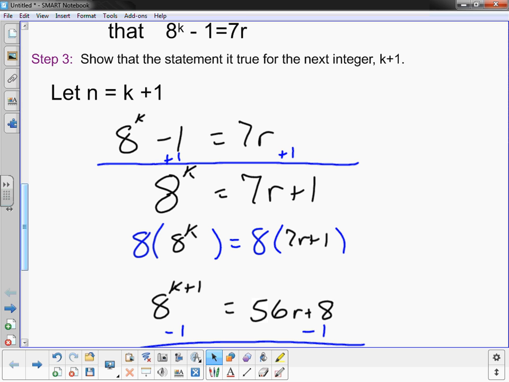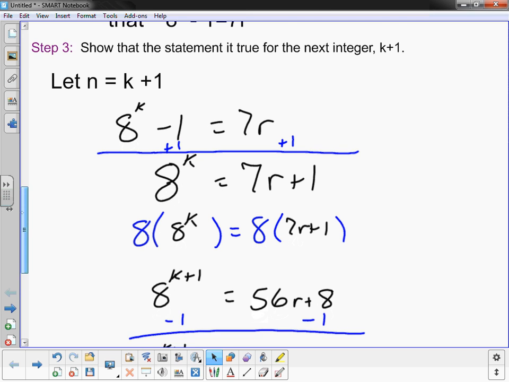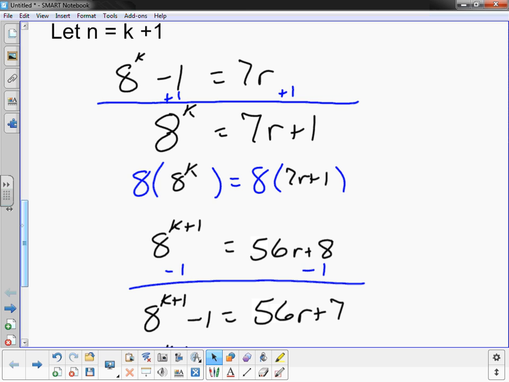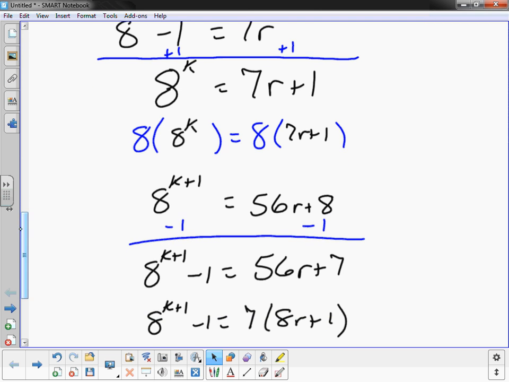Well, now I'm going to subtract 1 from both sides. That way it gets back into the right format that it had to be. So I get 8 to the power of k plus 1, minus 1 equals 56r plus 7. Well, that's not the right format. I need to show that this is divisible by 7. So I'm going to factor out a 7 from the 56 and the 7. So now I have 8 to the k plus 1 power minus 1 equals 7 times parentheses 8r plus 1.